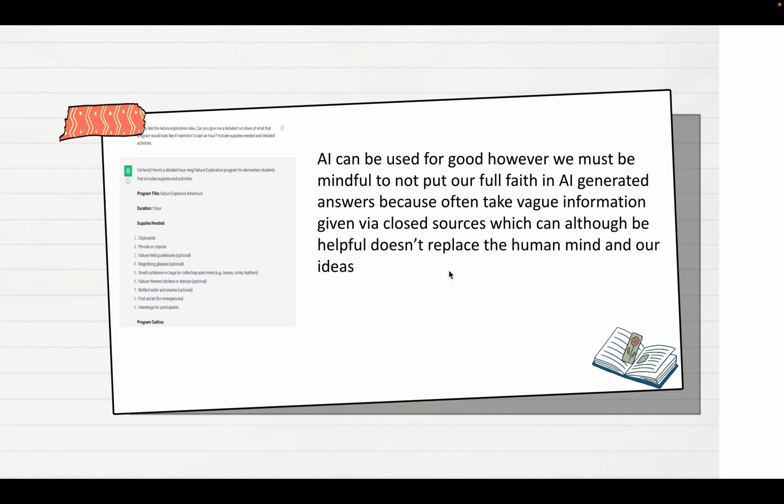although AI can be used for good, we must be mindful not to put the full faith in the AI because they are computer generated answers. They often can give information that might be inaccurate, which there's another screenshot there. And the inaccuracies are part of the bad that can happen within the public libraries and the use of AI because it doesn't replace the human mind or our ideas.